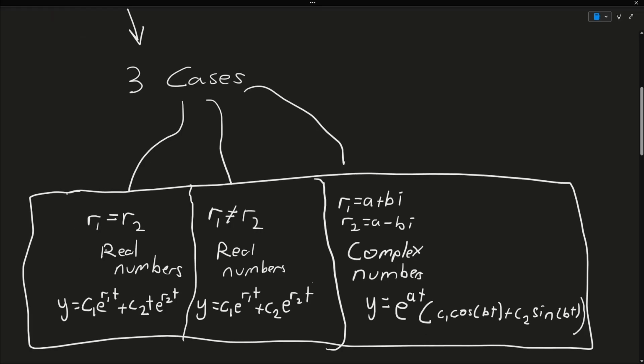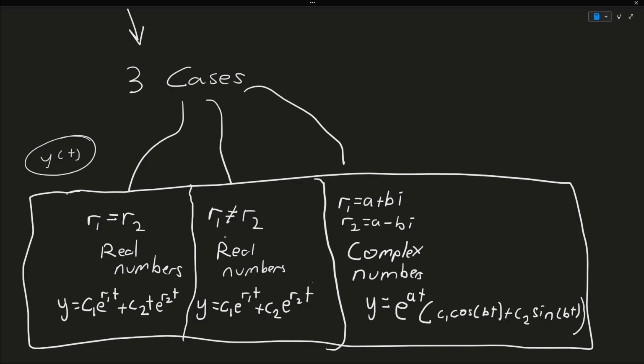One, either r1 equals r2, and these must be real numbers. So when r1 is equal to r2 and they're real numbers, our solution becomes c1 e to the r1t plus c2 t e to the r2t, where y is a function of t. This is important. If it's a function of x, replace t with x, basically.